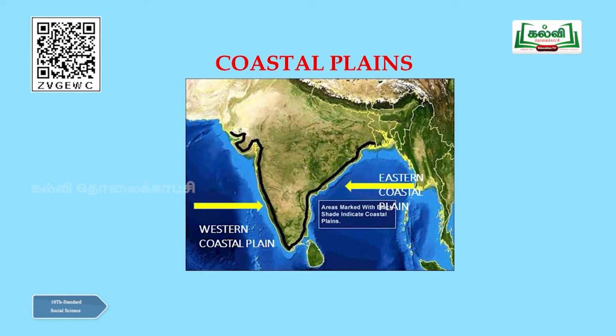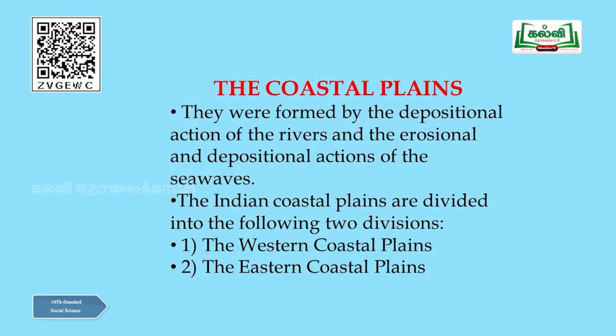Look at this map. You can see the physical divisions of India. Here, the areas marked with black shade indicate the coastal plains of India. There are two types of coastal plains: one is the Western Coastal Plain and the other is the Eastern Coastal Plain. The coastal plains are formed by the depositional action of the rivers and the erosional and depositional action of the sea waves. The Indian coastal plains are mainly divided into the following two divisions.